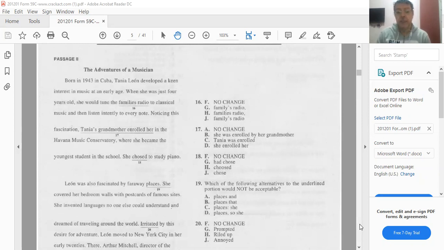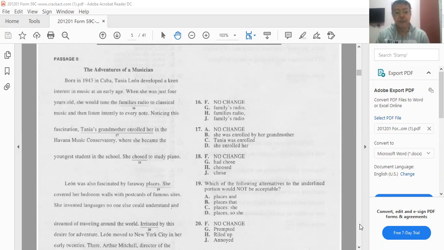All right, so J is not the best answer. D is not the best answer. C and B are in the passive. There's no need to put the sentence in the passive, so the best choice is A, no change. All right, Tanya's grandmother enrolled her in the Havana Music Conservatory.